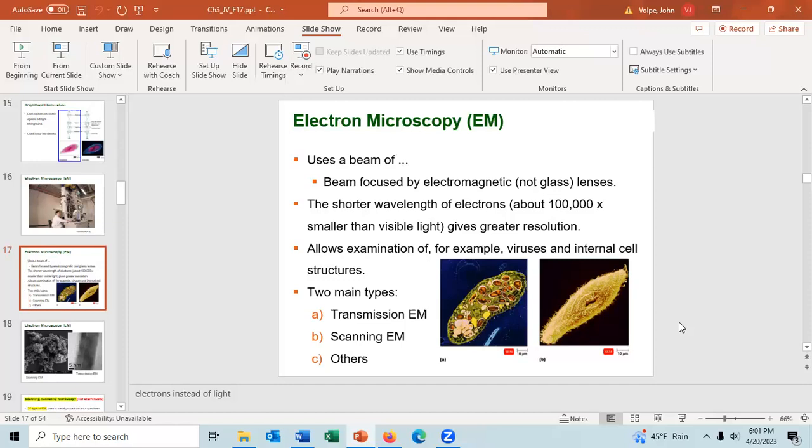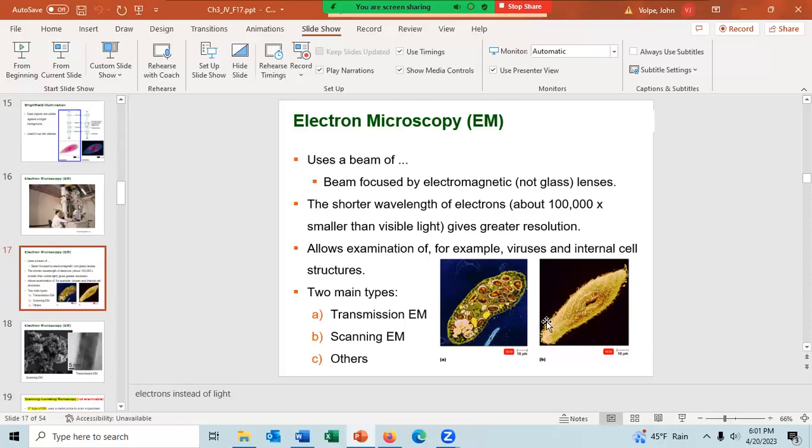There are two main types of electron microscopes. And yes, there are other types. We'll briefly mention them, but you don't need to know the other types. You won't be quizzed on them, but you will be quizzed on the two main types: transmission electron microscope, and scanning electron microscope.